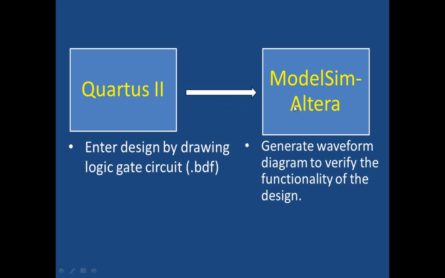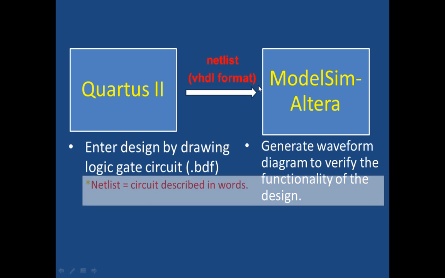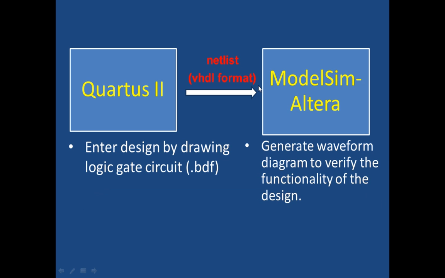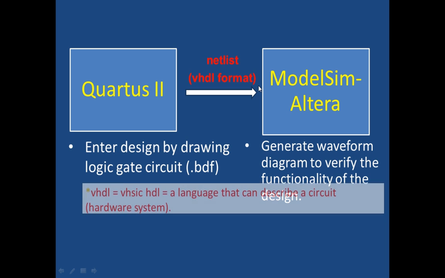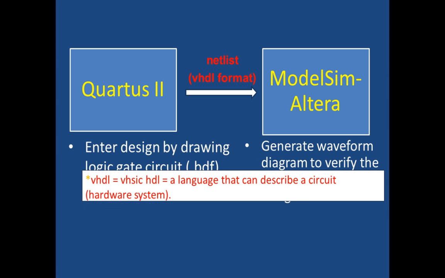However, the ModelSim Altera simulator requires the input file to be in netlist form, and the netlist file must be in VHDL format. Now, what is a netlist? A netlist is basically a circuit which is described in words, not in schematic. And the words must be written using a special type of language called VHDL. VHDL is the short acronym for VHSIC HDL. VHSIC stands for Very High Speed Integrated Circuit. HDL stands for Hardware Description Language. So basically, it's a language that can describe hardware. Hardware here means circuit.